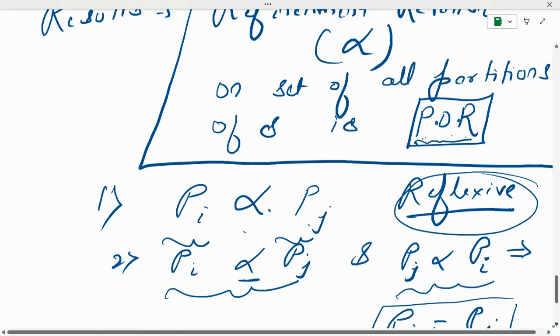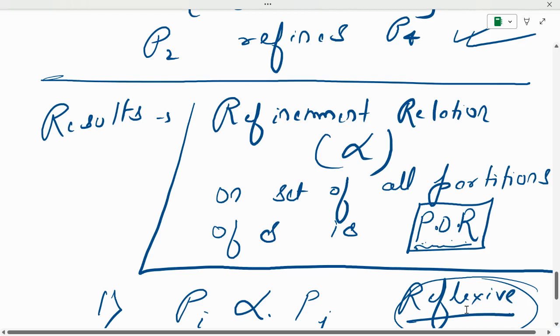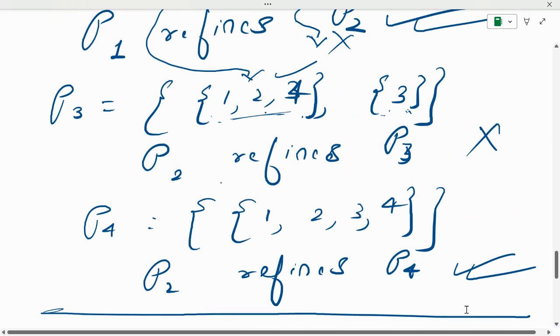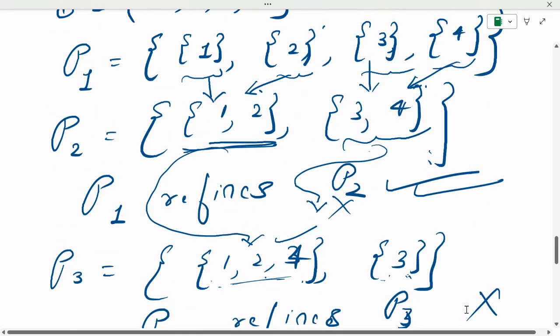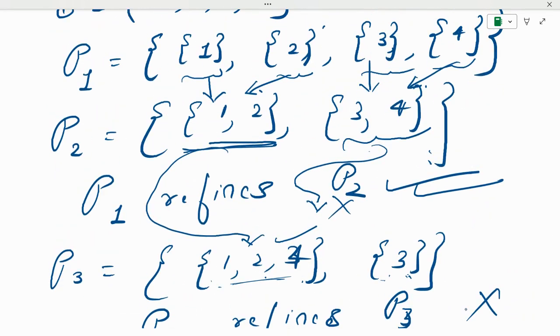So here, if you see, this is P1 refines P2, okay, so it is a case of reflexive. So these are the refinement relations on partitions of set S.